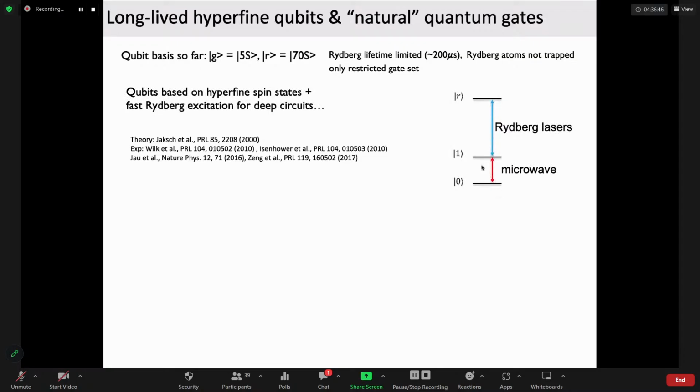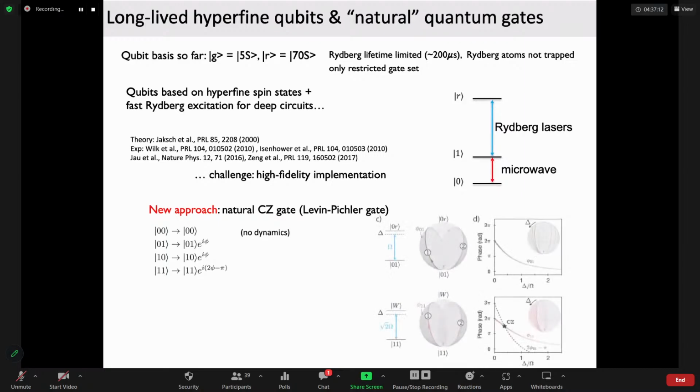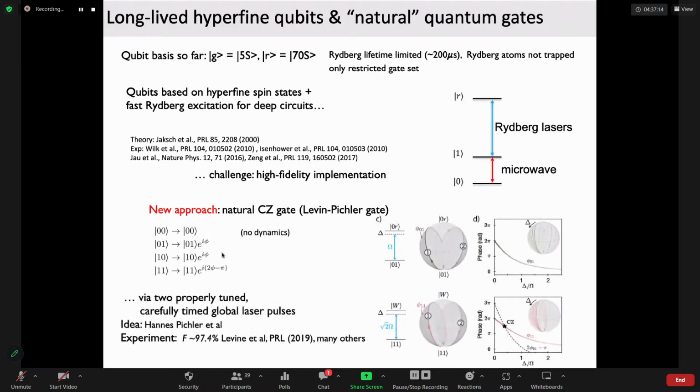We knew from very early days that it's actually a better encoding in principle, but up to very recently, it has been challenging to get very high fidelity manipulation of these qubits, in particular, to entangle qubits stored in these states with high fidelity. And this started to change about 4 years ago, thanks to the advent of what we now call the Levine-Pichler gate. The essential idea is the following.